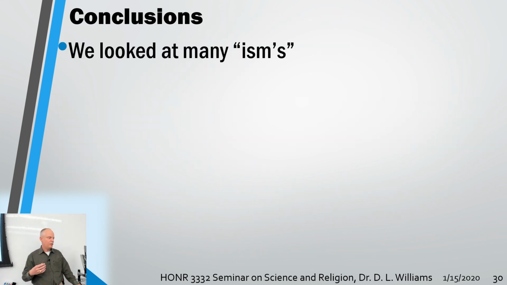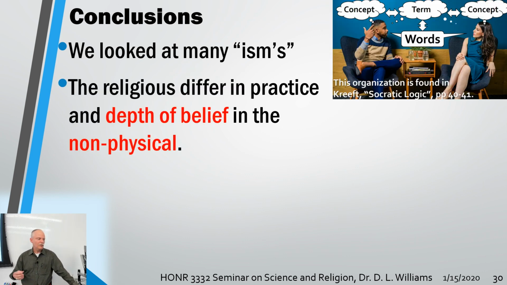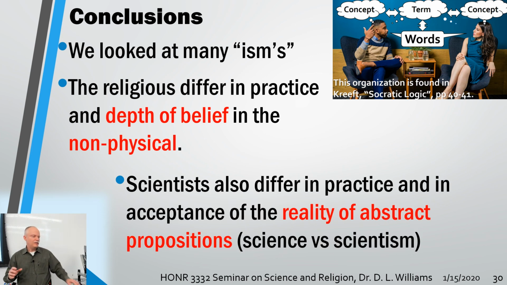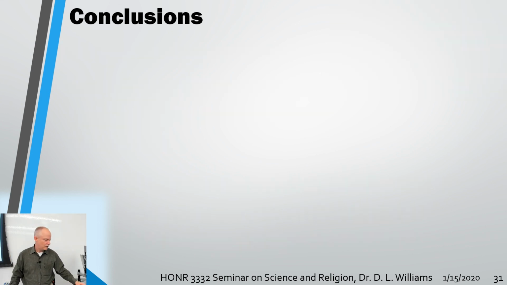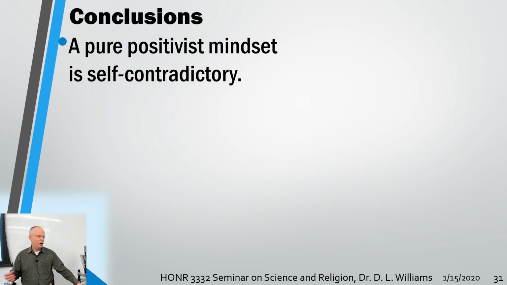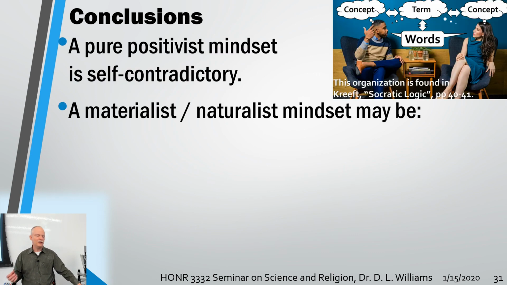So in the conclusions today, we've looked at many isms, and that religious practitioners differ. They have a depth of belief in the non-physical. Scientists also differ in their practices and in their acceptance of the reality of abstract propositions. Notice, I didn't really say the supernatural, just abstract propositions like philosophical statements. Would a scientist agree that those could be true or not is a big division. And then a pure positivist mindset is self-contradictory, meaning if it can't be shown empirically, then it can't be true. That statement dies on its own sword.